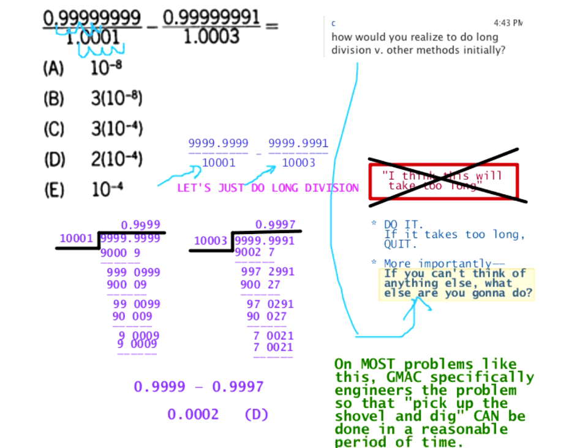Right? The problems are actually engineered like that. When you think about it, they easily could have chosen these numbers so that long division would be much more obnoxious than it is. But they pick numbers so that that's not true.